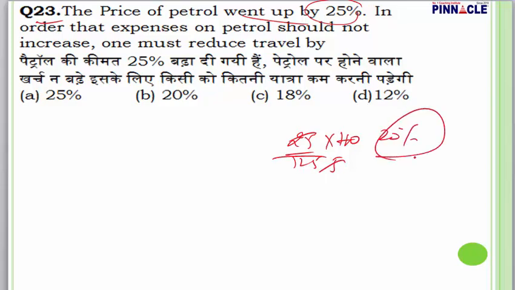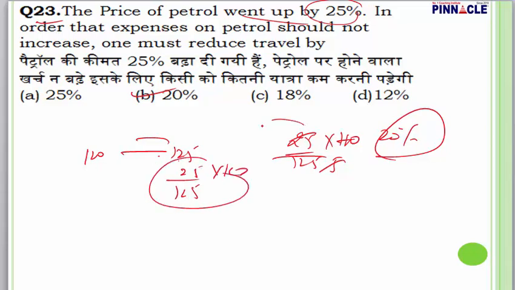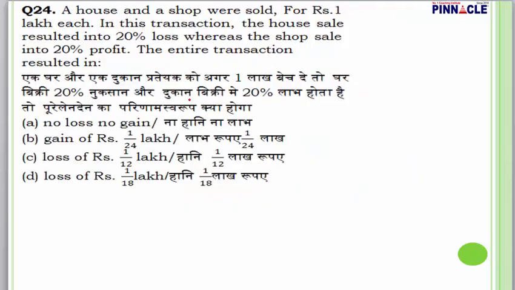Means earlier price was 100, now it is 125. So on 125 he has to reduce his consumption by 25. On 100 the interpretation is this, but you must know this trick: when there is more then always add, if there is less then always subtract. Answer is B.